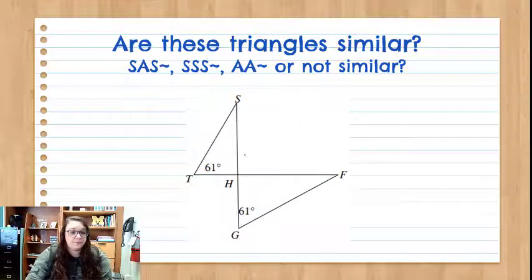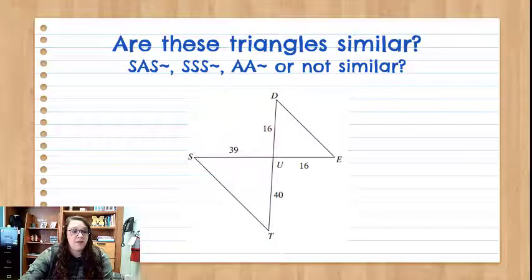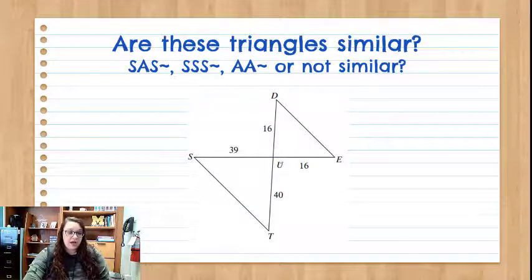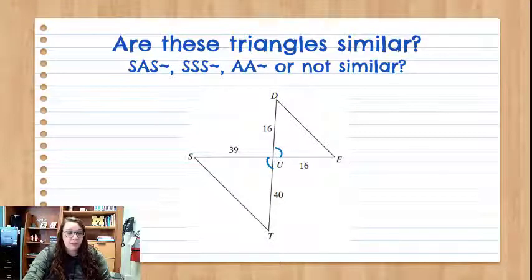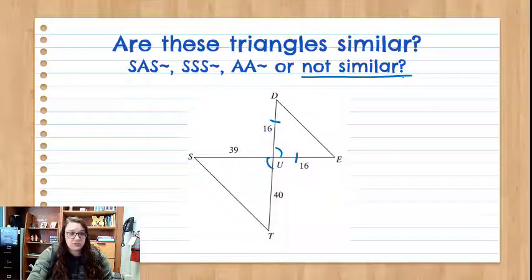Here's another one. This one was quick. You were given the 61 and you also have a set of vertical angles, so there you go. Angle, angle, no work to be done. My last one here, let's look at. It looks like side, angle, side to me since I've got a vertical angle pair. And I notice these ones are both 16, so this one's an isosceles triangle. The other one, however, is not an isosceles triangle. So these are just not similar.